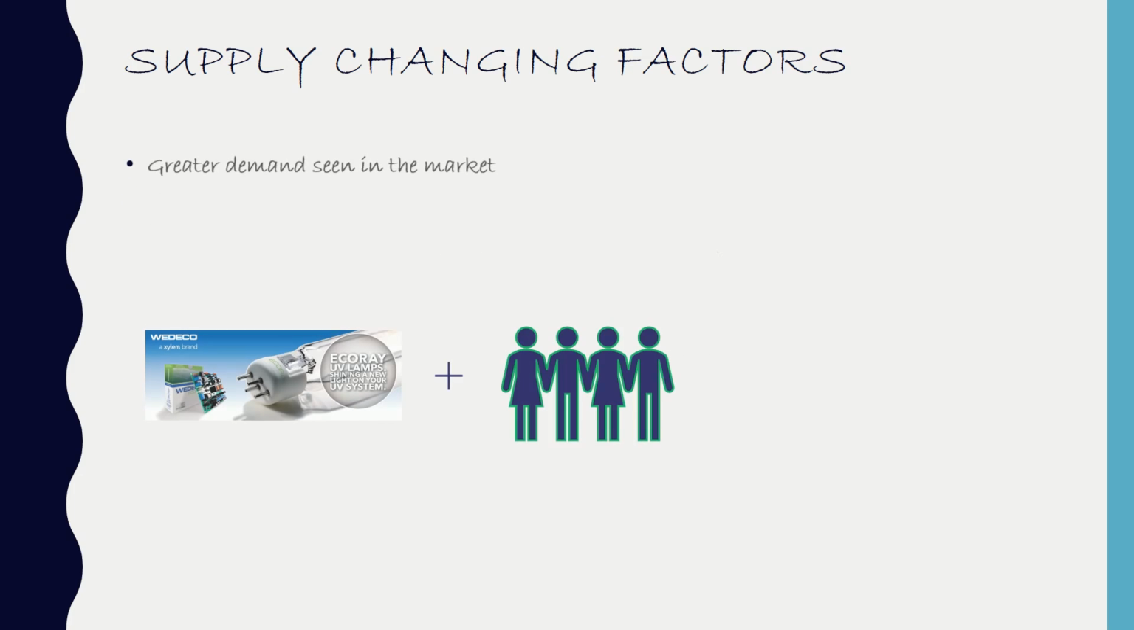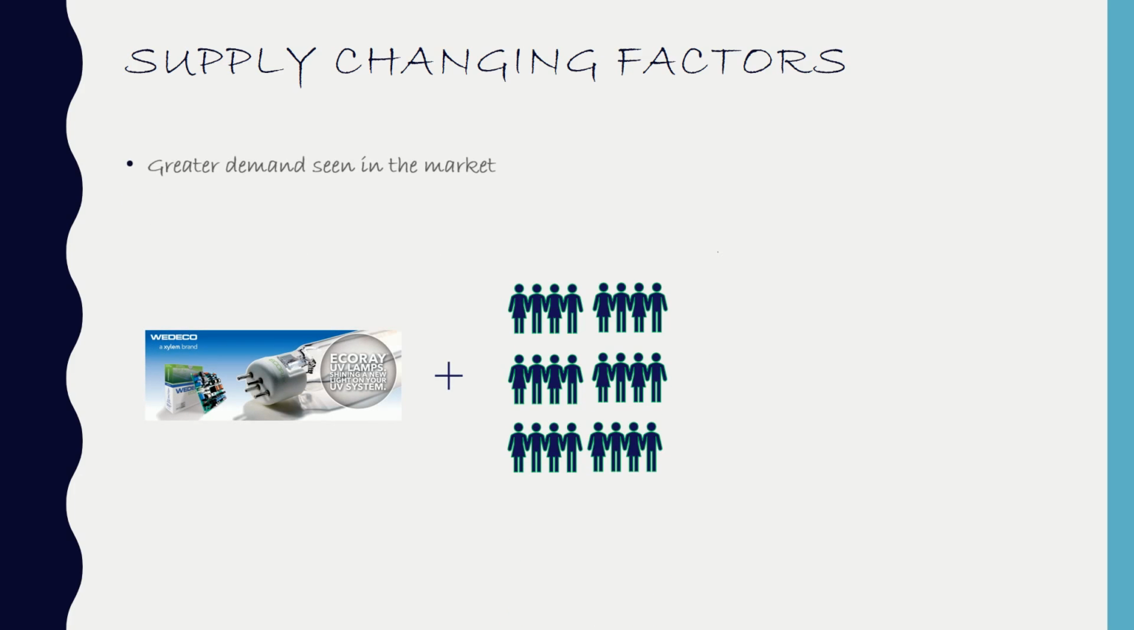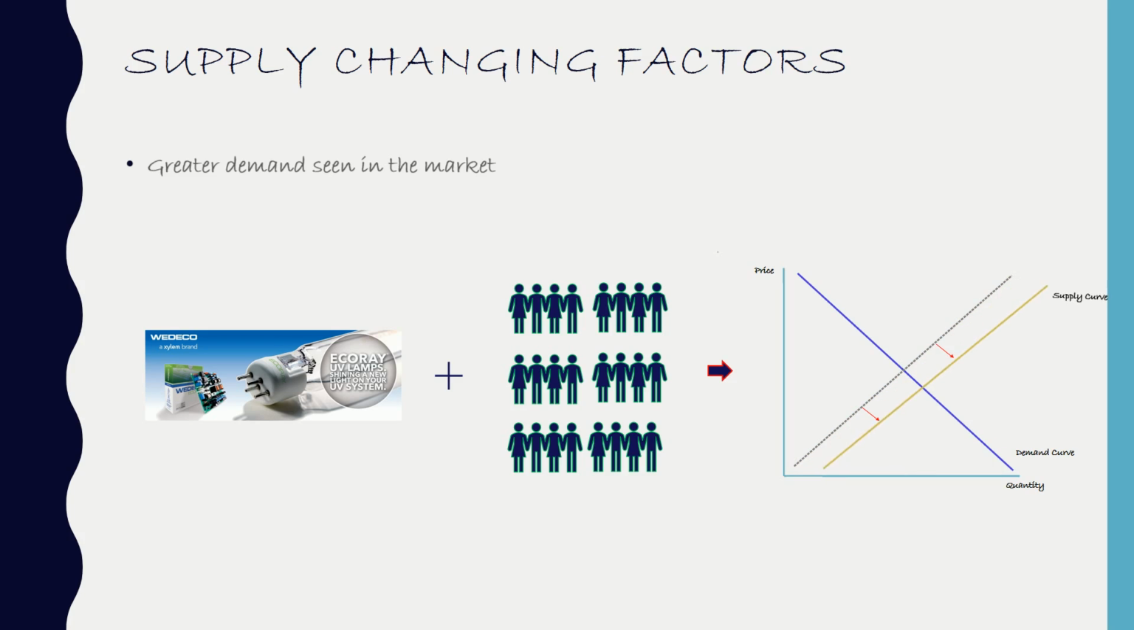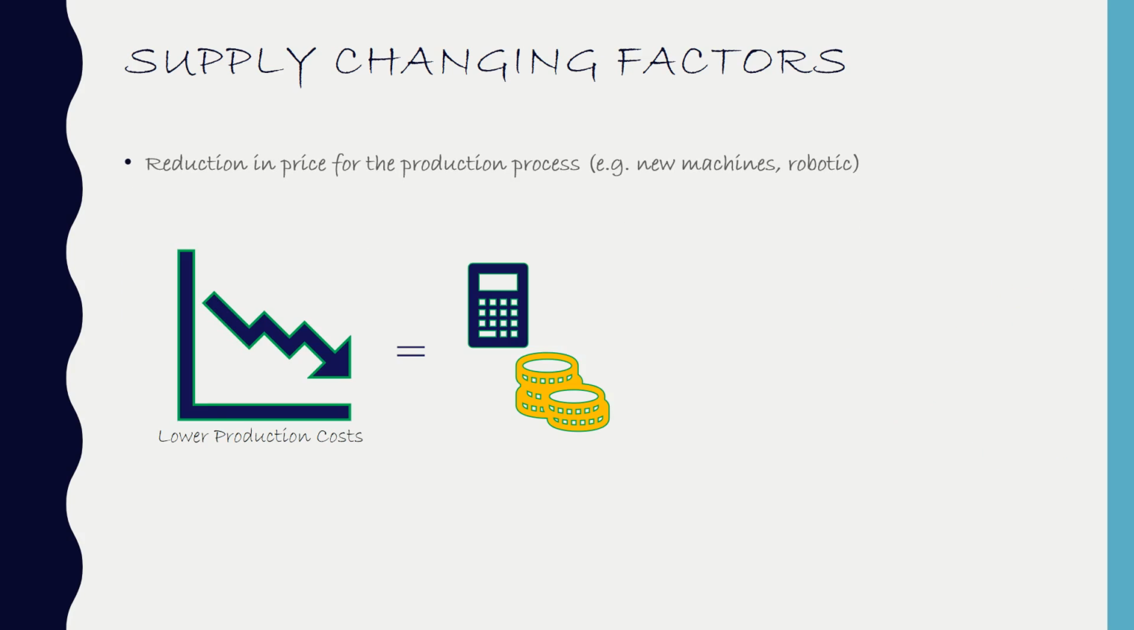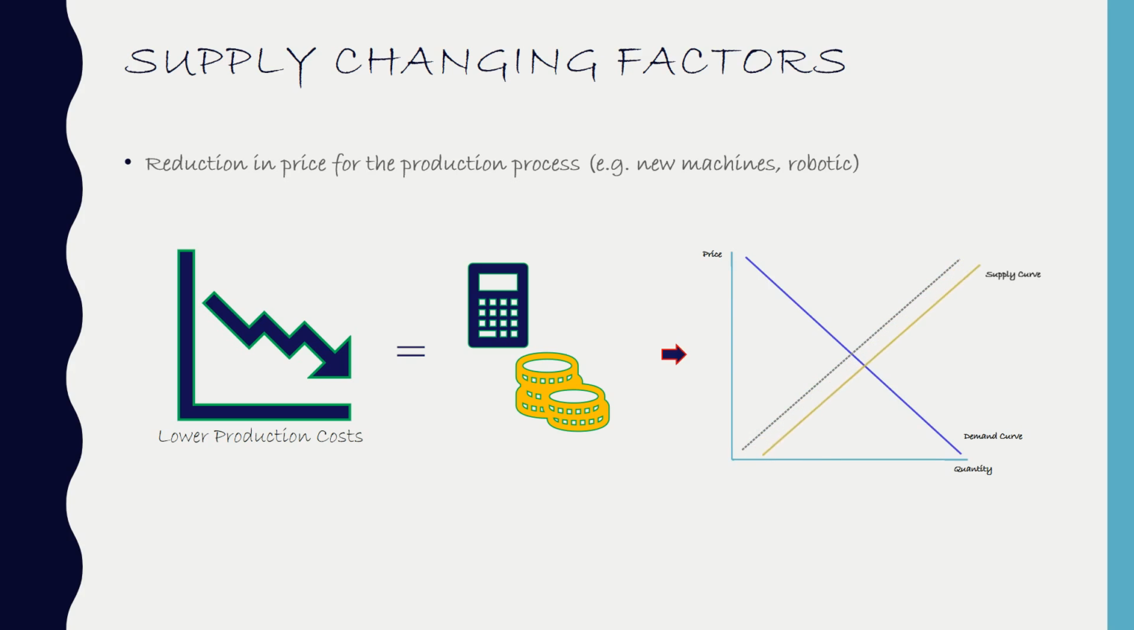If we have a greater demand in Australia for UV lamps, it is very likely that the manufacturers will react and supply more lamps to Australia. Or, if there's a reduction in the cost for the actual production process, more and more companies could enter this industry, and we could see an increase in supply.